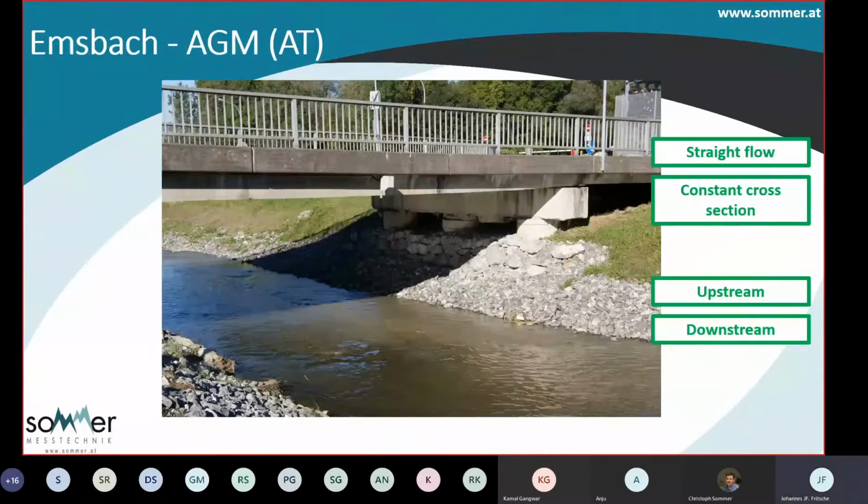Then another artificial channel here in Austria. That's a perfect site. You have a straight river. You have a cross section that is stable upstream and downstream, so it doesn't change at all. So you have a constant flow upstream and downstream. It doesn't matter, you can install it in both ways.